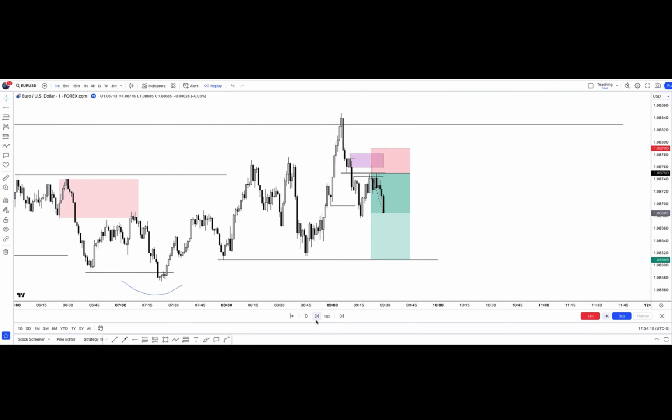Nice, so we get our reaction. Now we're trading at the low, looking good. But again, liquidity block, so we can expect false reactions.